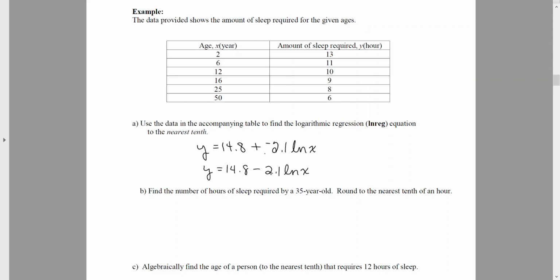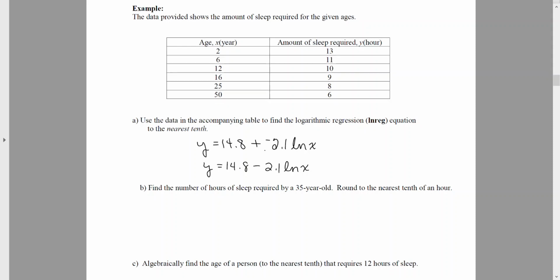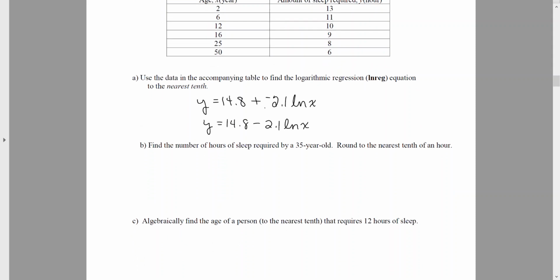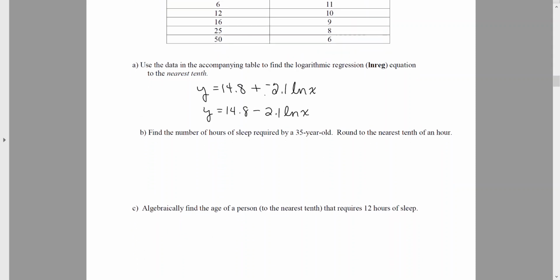And then what we're going to do, just like we did with the linear equations, we're going to use this equation to answer questions later on. So let me scroll down here a little bit. Using that equation, find the number of hours of sleep required by a 35-year-old. So they're giving me the x value, the 35-year-old, and we want to see what the y value is and round it to the nearest tenth.